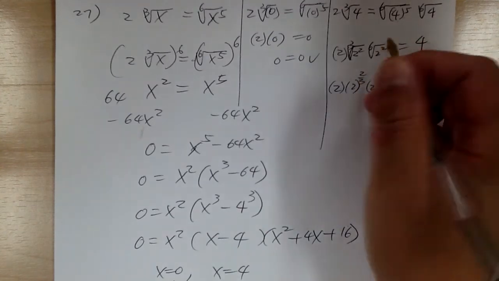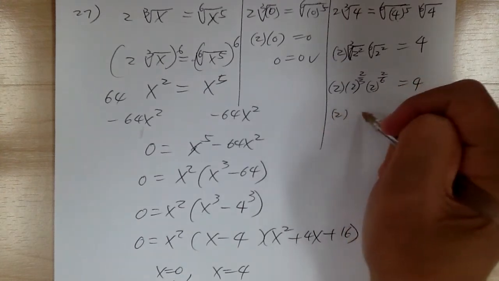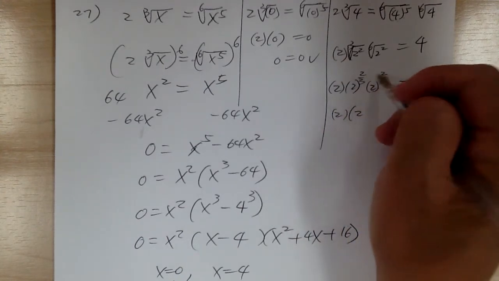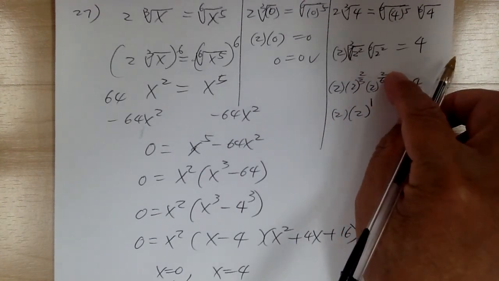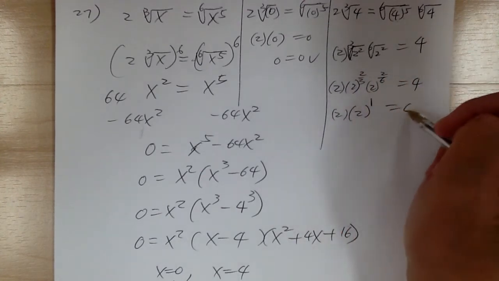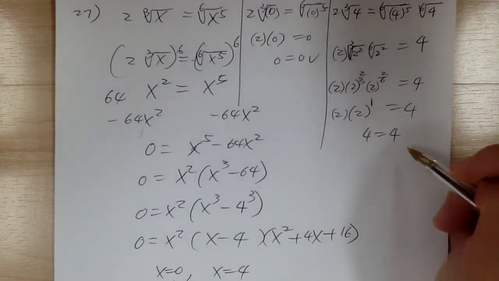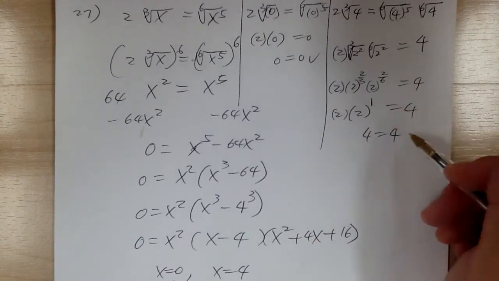So when you add these together, again, when you multiply, you have to add exponents, right? So you end up with 1. 2/3 plus 2/6 equals 1. And so you get 4 equal to 4. So this is one way of doing it.